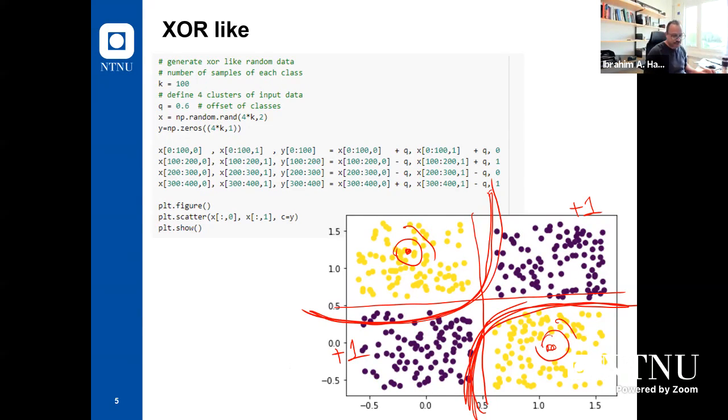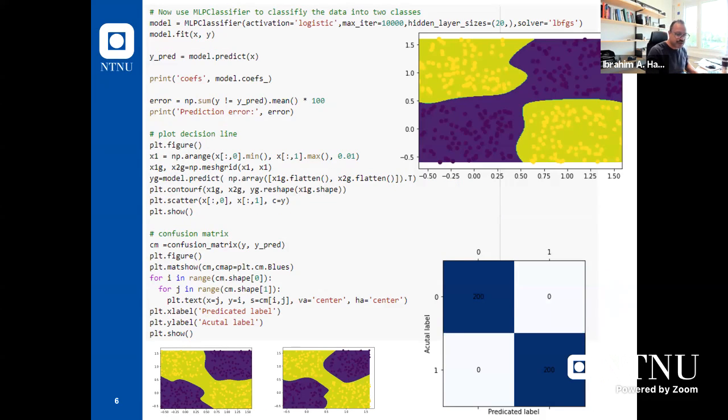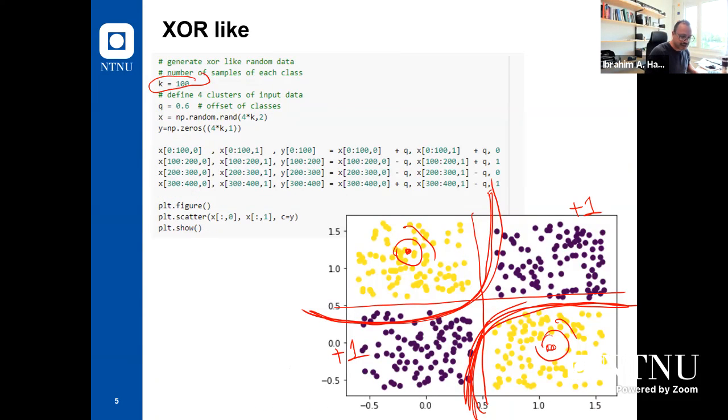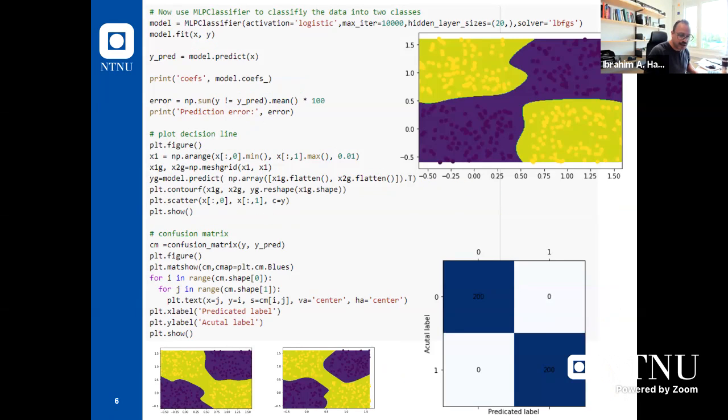So I will generate those data points using this part here. I'm just generating each class consisting of 100 points. And this is the offset of classes, or just the distance if I need to have a gap between the classes, and I'm generating it. And after that, I will use the MLP classifier, also from sklearn. So I will use also the MLP classifier, but in this case, I will make it more complex. So it's still two layers, but the hidden layer, in fact, has 20 units.